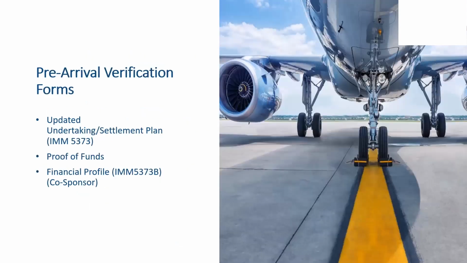Very briefly going to touch on pre-arrival verification again. So if you remember way back at the beginning of this presentation, when we spoke about pre-arrival verifications, we said that ISCC will request updated proof of funds as well as an updated settlement plan. And because the undertaking and settlement plan have now been combined, you would basically be submitting one updated undertaking and settlement plan form. So an updated version of the combined undertaking and settlement plan, the IMM 5373, as well as proof of funds, and it would be the same thing that we went through on the previous slide.